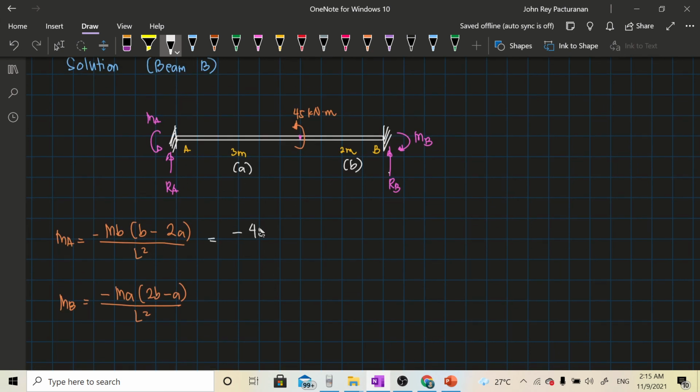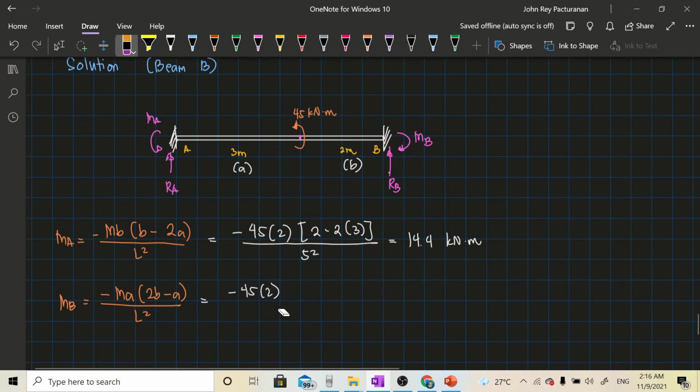So, negative 45, tapos the quantity 2 minus 2 times 3, divided by 5 squared. So, here, ang sagot natin ay negative 45 times 2 minus 2 times 3, divided by 5 squared. So, ang sagot is 14.4 kilonewton meter.